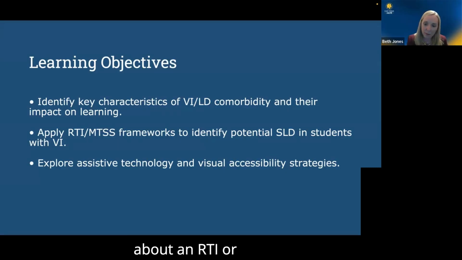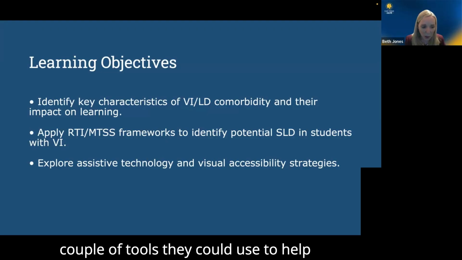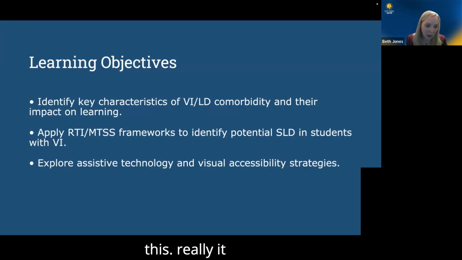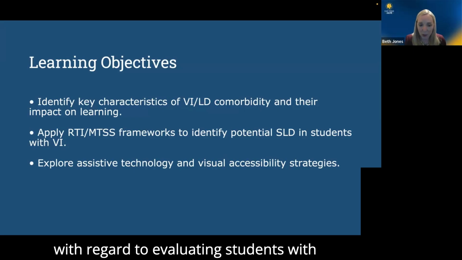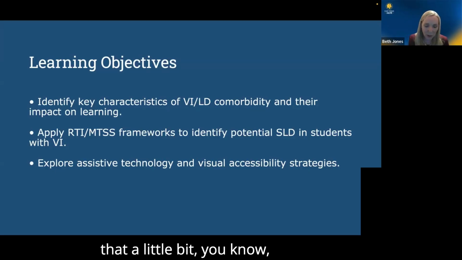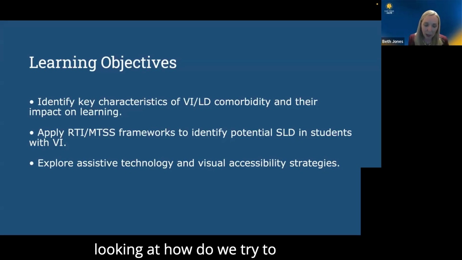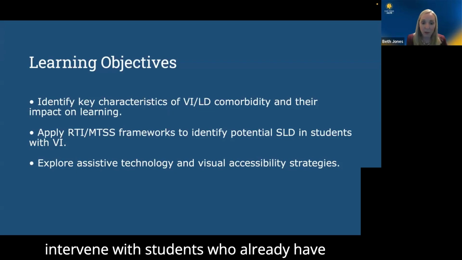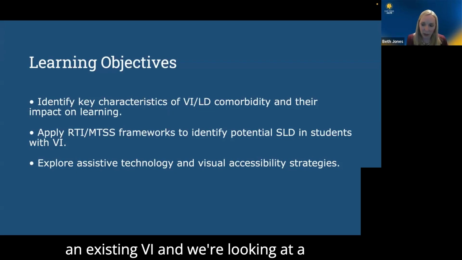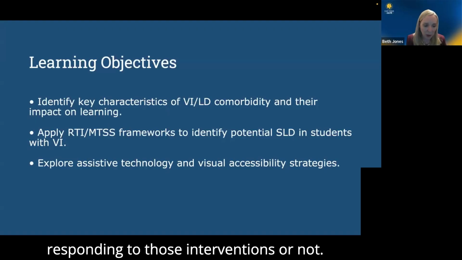We'll talk about RTI or MTSS frameworks that you can use to help you in this process. And I'll show you a couple of tools that you could use to help with this. Really, it is a fairly emerging field with regard to evaluating students with VI for SLD. But hopefully some of these tools I'll share will help make that a clearer path, at least give some direction on where to go with looking at how we try to intervene with students who already have an existing VI, and we're looking at a possible SLD, and tell whether they're responding to those interventions or not.